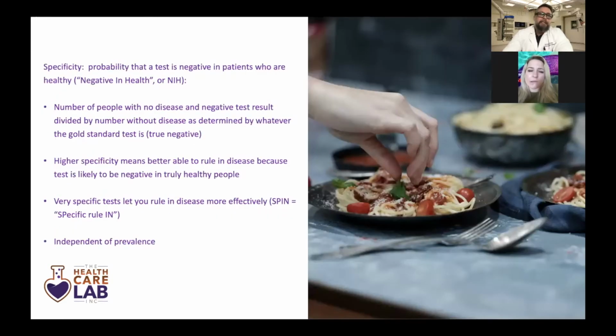Now, specificity is kind of like the other side of that coin. A good way to remember specificity is NIH, or negative in health, like National Institutes of Health. Like PID is pelvic inflammatory disease, these things help us remember it. Specificity is the probability that a test is negative in patients who are really healthy, who don't have whatever disease you're looking for. So that's the number of people who don't have the disease and who also have a negative test result, divided by the total number without the disease as determined by whatever gold standard you're using, the test that can tell you who really is negative.